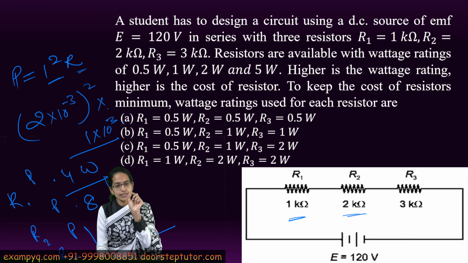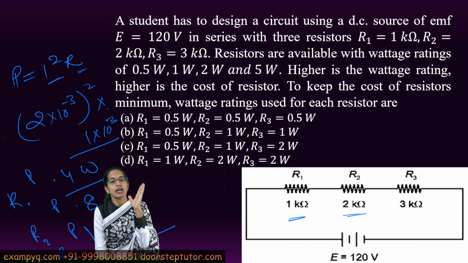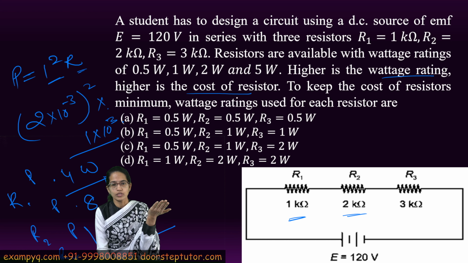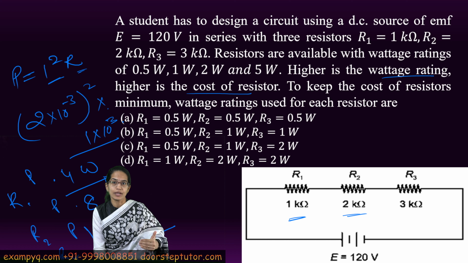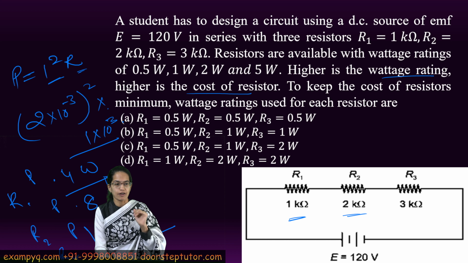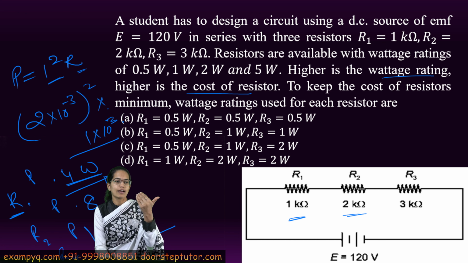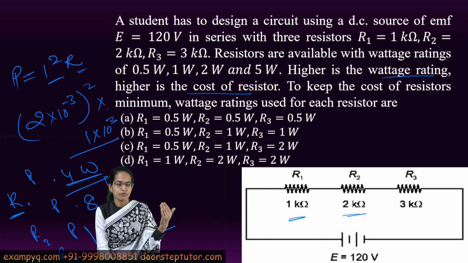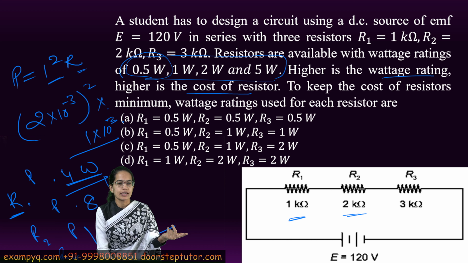Now, understand the question language very carefully. Higher the wattage, higher is the cost, but I want to keep my cost minimum. What should be the best power rating I should take? So for the first, it is 0.4. I cannot have a power rating which is less than 0.4, which is already not given in the question. I have to choose among these four. So the best I can choose is 0.5. So 0.5 would be the rating here.